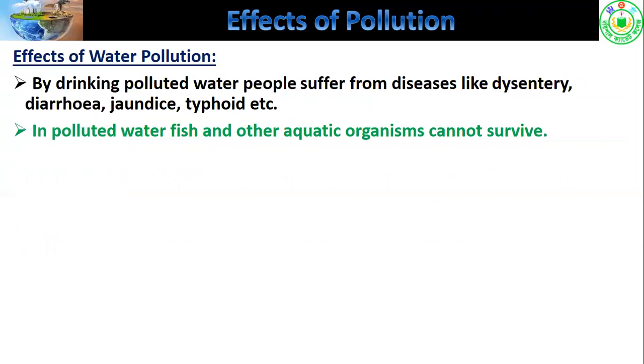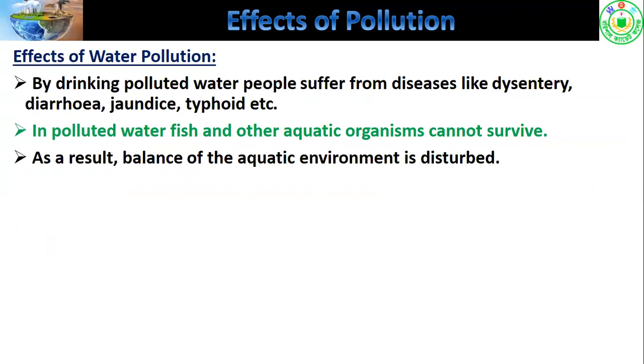In polluted water, fish and other aquatic organisms cannot survive. Aquatic organism means the living beings which live in the water area. Aqua means water, it is a Latin word. The adjective of water is aquatic. Remember this thing. As a result, the balance of aquatic environment is disturbed.